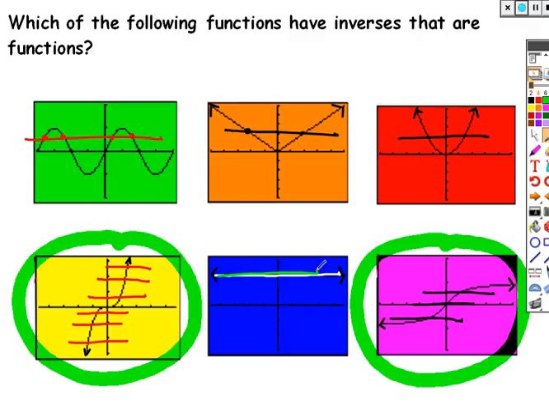So if the horizontal line crosses the graph at more than one spot, that means that the inverse will not be a function. So the original might be a function if it passes the vertical line test, but the inverse isn't a function because the original graph fails the horizontal line test.